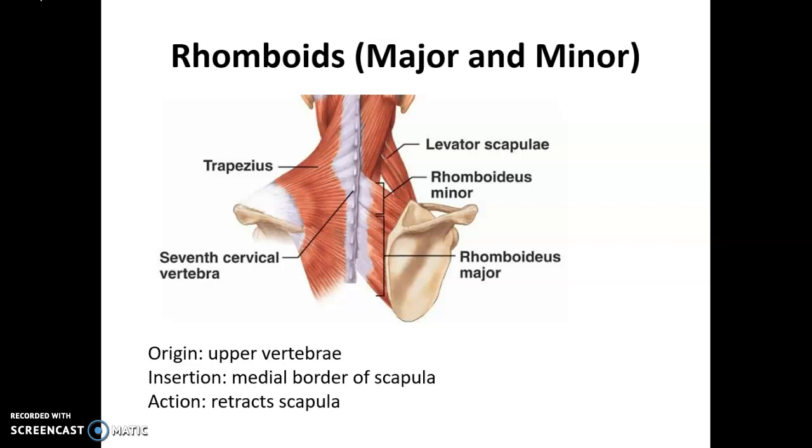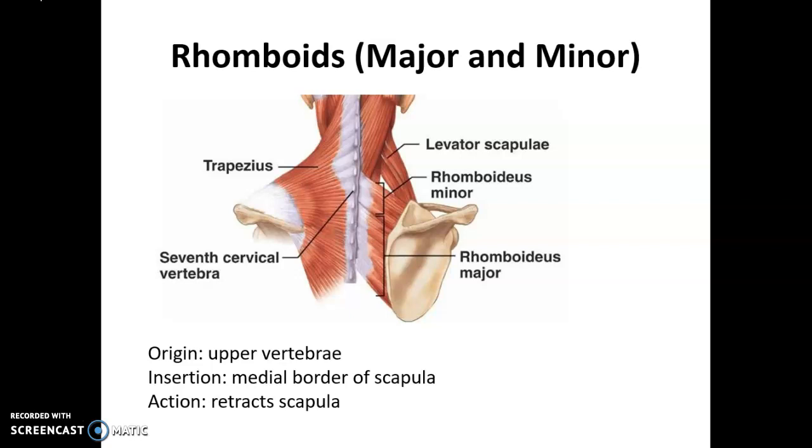So if you look at the diagram here, the left hand side is showing you the superficial trapezius muscle. If you reflect back the trapezius, deep to that you see the rhomboid major and the rhomboid minor. I want to highlight that rhomboid minor is superiorly located and rhomboid major is inferiorly located. And the names are major and minor because of the thickness of the muscle. Rhomboid major, although inferiorly located, is a bigger muscle, so it's called major.